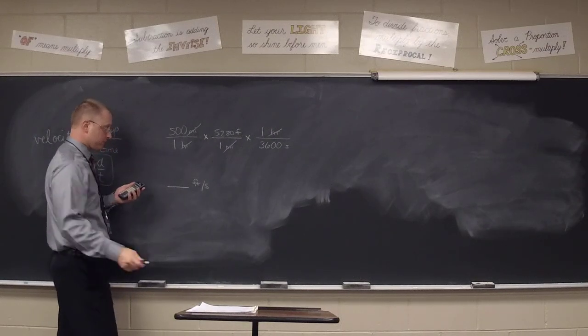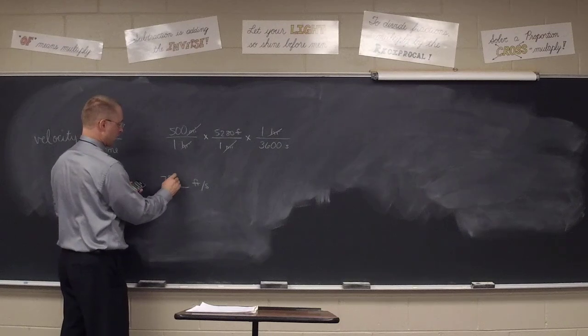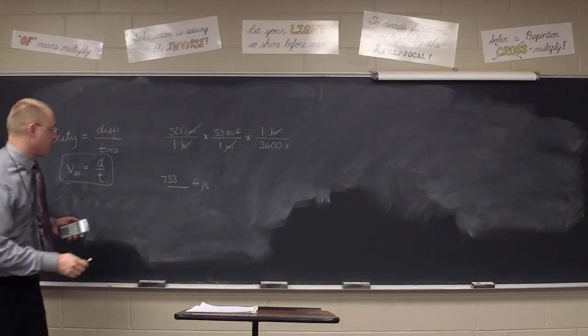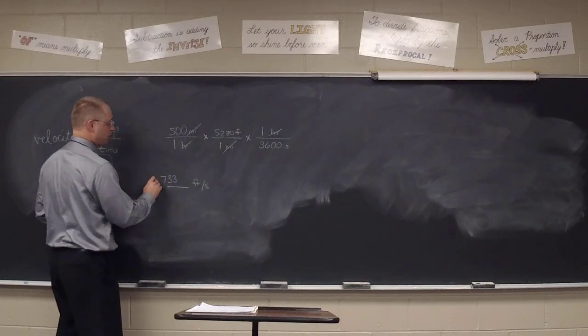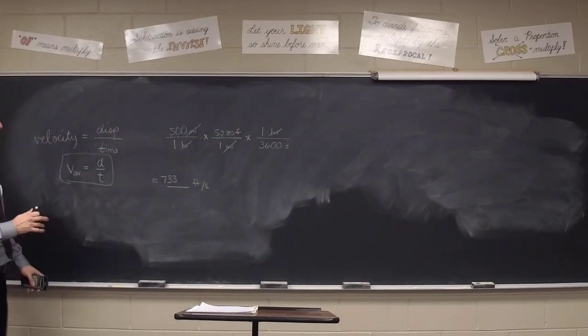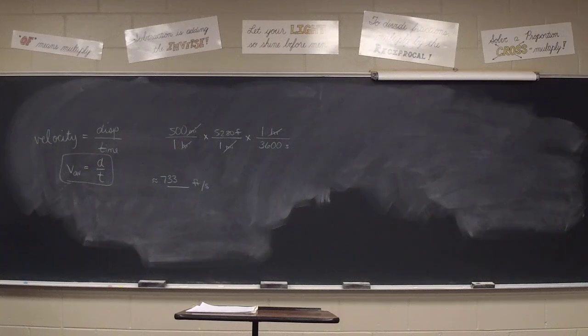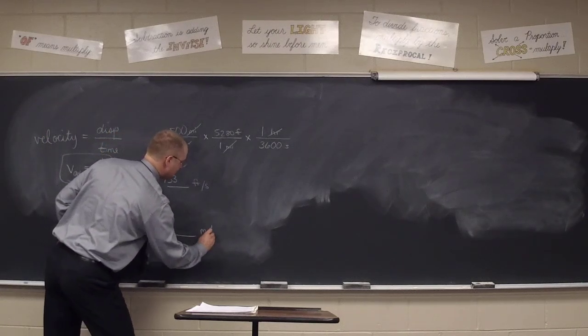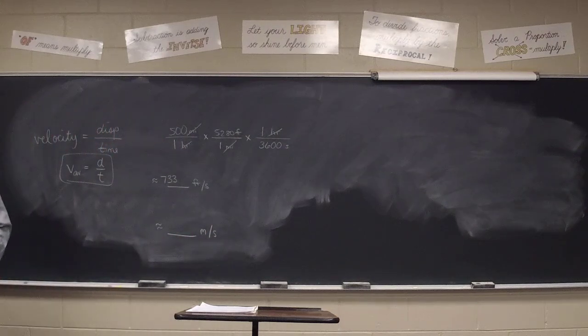Back to Audrey. 733. There we go. And is that 3 sig figs? Yes, so 733 rounded off, 733.3 repeating feet per second. Now I'm actually going to do part C next, because I feel like part C is the easier one to get next, and that's the meters per second. What would I have to do next, Audrey, to go to meters per second?